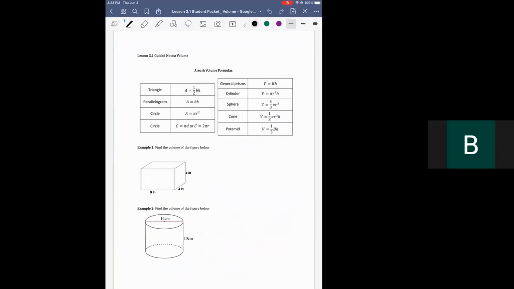Hey everybody, so today we're going to be talking about volume. If you look up here, you can see that you have your area and volume formulas. We're mostly just going to be focusing on these ones over here, our volume formulas, and I'm just going to go through a few examples with you.